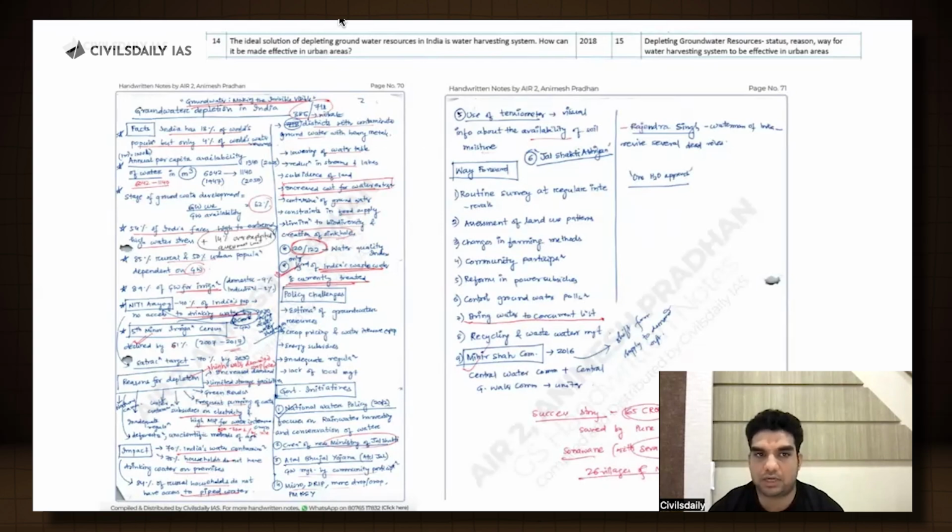If your notes are bulky, you're probably doing something wrong. This is how it should be. This is not my notes. This is not a random thing. This is rank 2, and he has only given one attempt. First attempt.